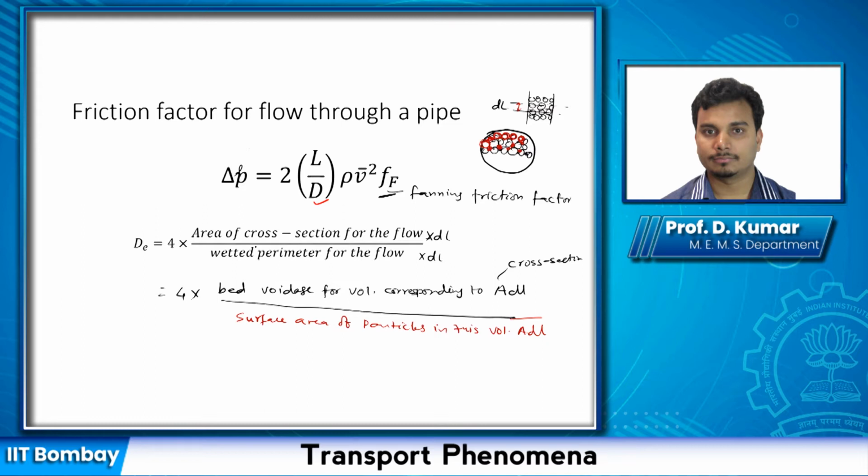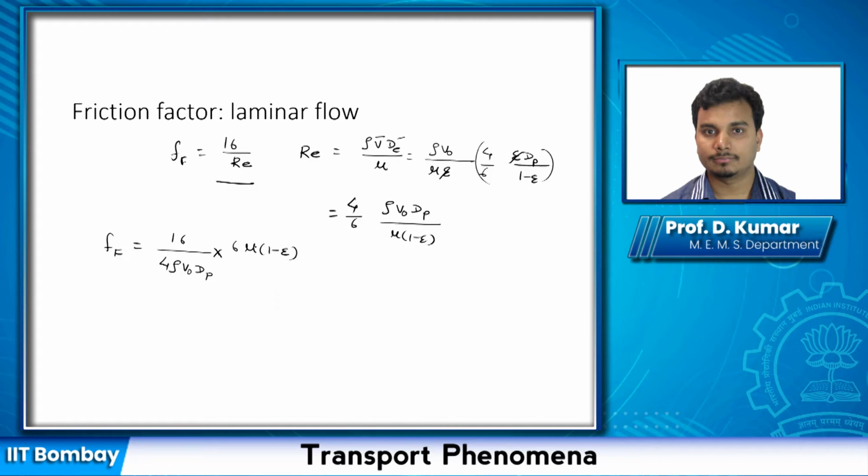By definition here, f_f will be equal to what? Either you can first evaluate this term and then equate it later. Anything else will go away. So 24 mu 1 minus epsilon by rho V naught d_p.